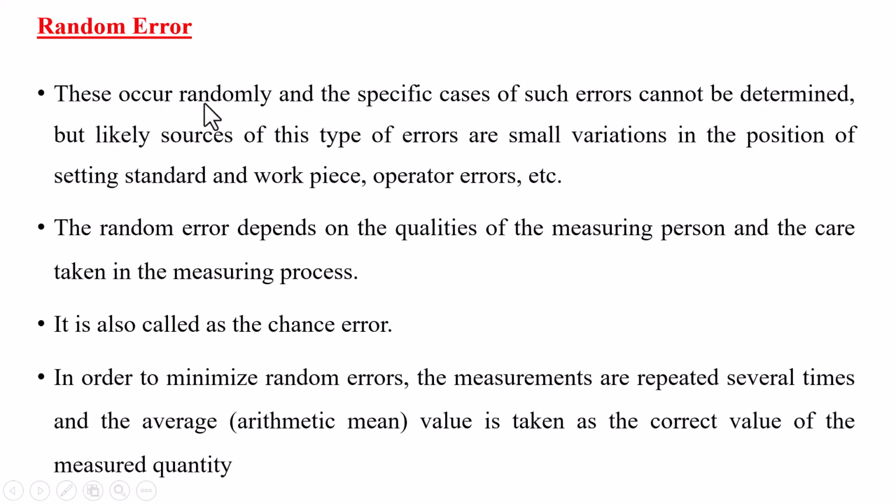Next is random error. These occur randomly and the specific causes of such errors cannot be determined. But likely sources of this type of error are small variations in the positions of setting standard and workpiece, operator's error, etc. Random errors depend on the qualities of the measuring person and the care taken in the measuring process. It is also called chance error. In order to minimize random errors, the measurements are repeated several times and the average, that is the arithmetic mean value, is taken as the correct value of the measured quantity.